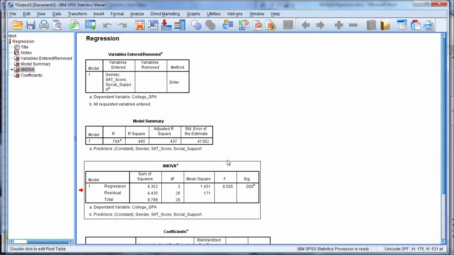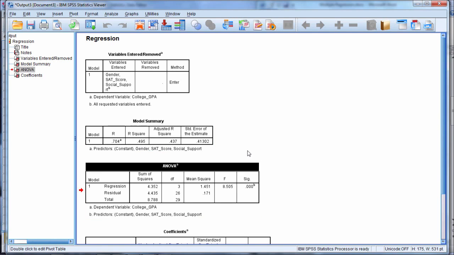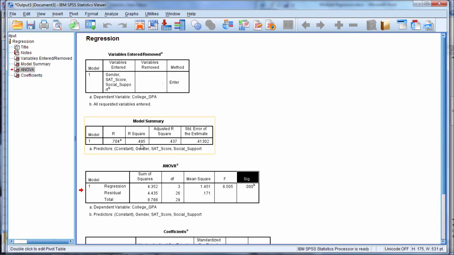And the ANOVA table is a test of whether this r squared is significantly greater than 0. If you look at the table here, what we want to do is look at the column labeled sig. If this p-value is less than 0.05, that means the test is significant, the regression is significant. In other words, r squared is significantly greater than 0.